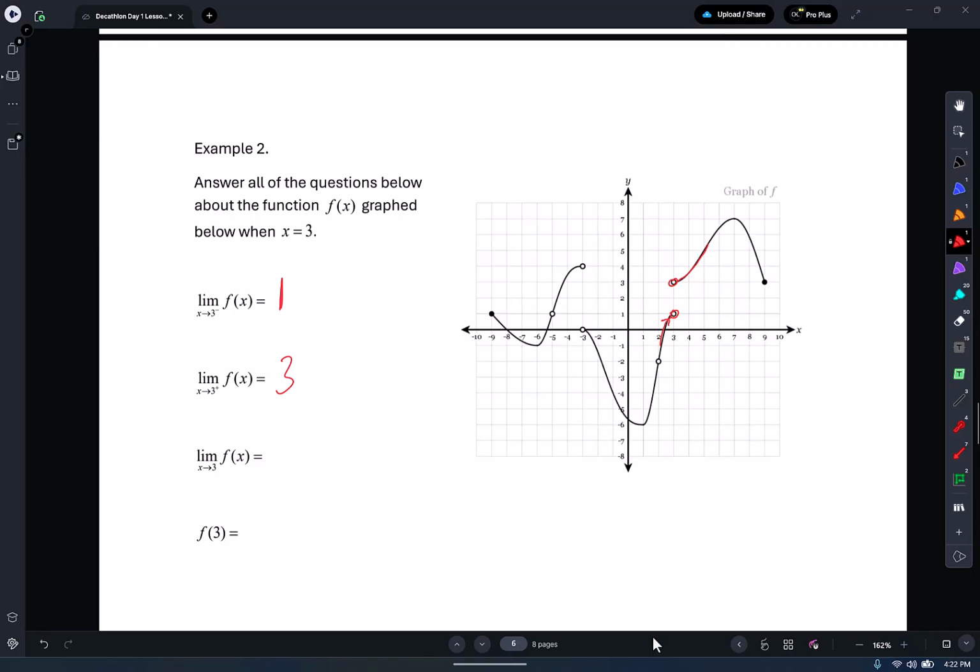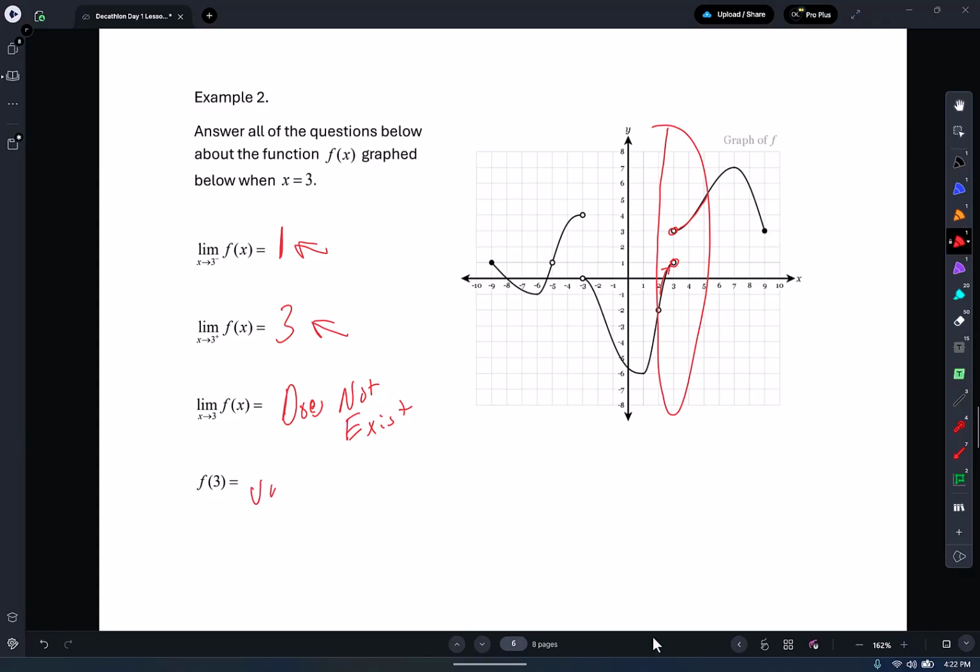All right, Vasquez, ready? So limit as x approaches 3 of this function. If I approach from the left, I got a 1. If I approach from the right, I got a 3. Do they match? No. So what? Does not exist. f of 3. Notice at x equals 3, you're not defined anywhere. Those are all holes. So you're going to say undefined.